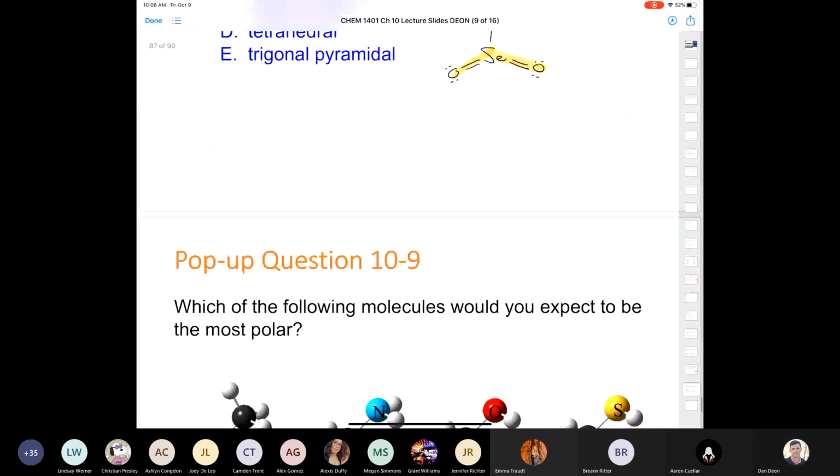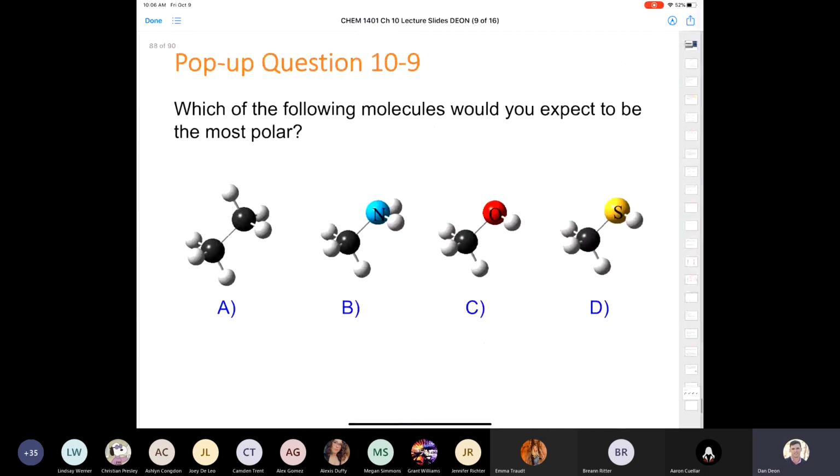Okay, here we go. Which of the following molecules would be the most polar? Kind of an interesting question. I'll give you a second to think about it. Keep in mind, this is not a trick question. Mr. Dion is not into the trick question.